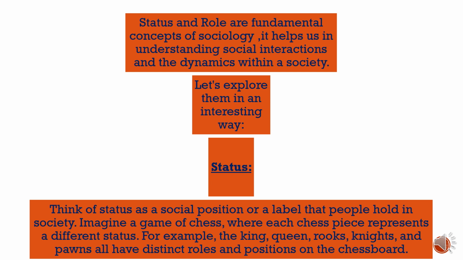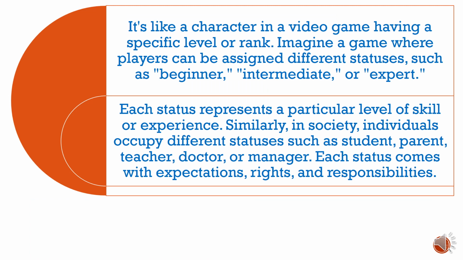Imagine a game of chess where each chess piece represents a different status. For example, the king, queen, rooks, knights, and pawns all have distinct roles and positions on the chessboard. It's like a character in a video game having a specific level or rank. Imagine a game where players can be assigned different statuses such as beginners, intermediate, or expert. Each status represents a particular level of skill and experience.